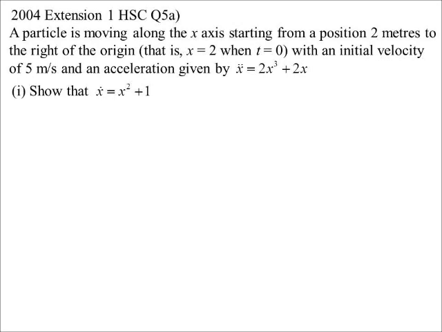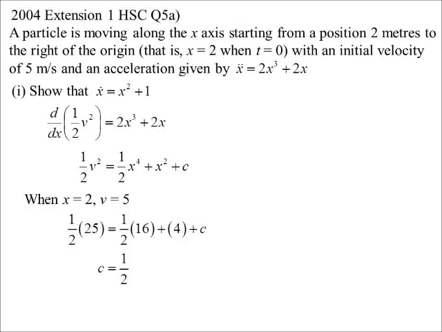So we want to get to velocity. Okay. d/dx of half v squared is acceleration. So I'll substitute that in for acceleration. Integrate both sides. Now let's work out the constant. They told me when x equals 2, v was 5. Sub in, our constant is a half. I think I'm going to multiply everything by 2 there. Yeah. So v squared is x to the 4 plus 2x squared plus 1. So we're not quite there yet.